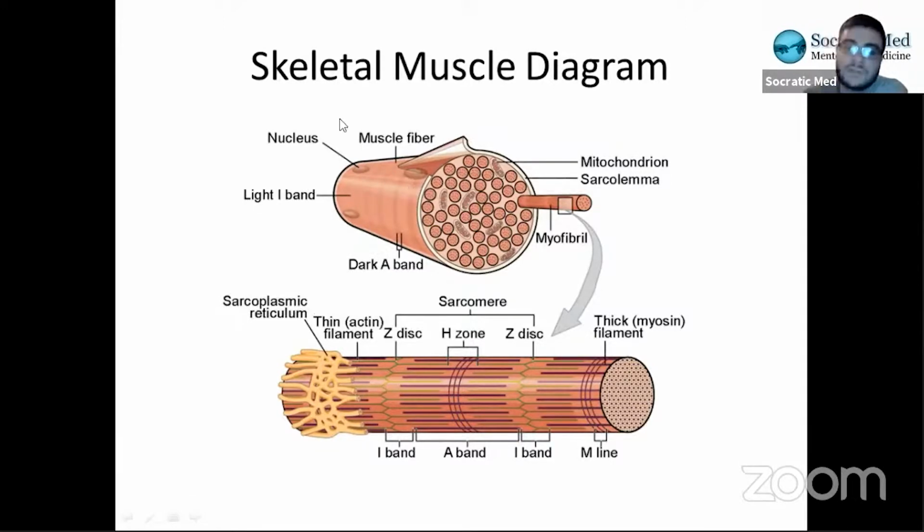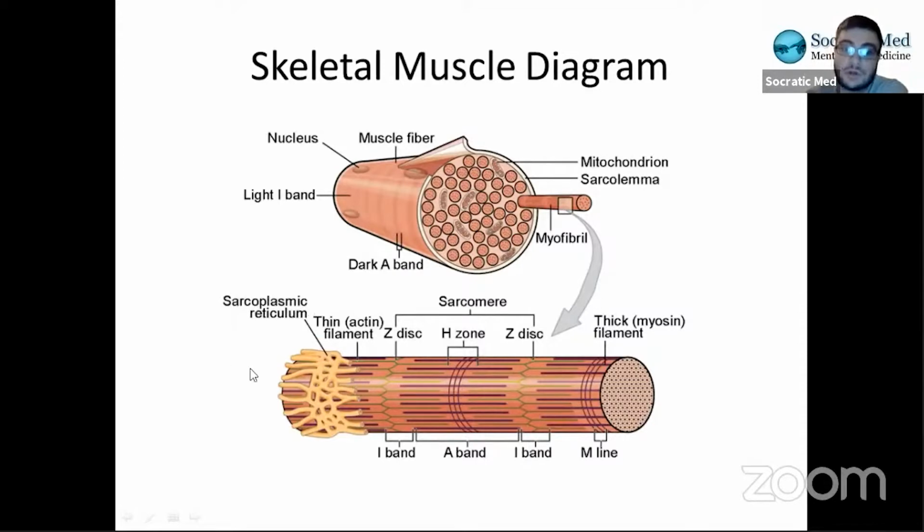And as I mentioned, multinucleated. So you can see there's nuclei everywhere here, right? And obviously mitochondria all around to provide energy. The sarcolemma is kind of like the membrane, right? The membrane for a muscle fiber. And there's these things called myofibrils, these little smaller tubes inside this big tube, right? And we can actually see a close-up of it right here.